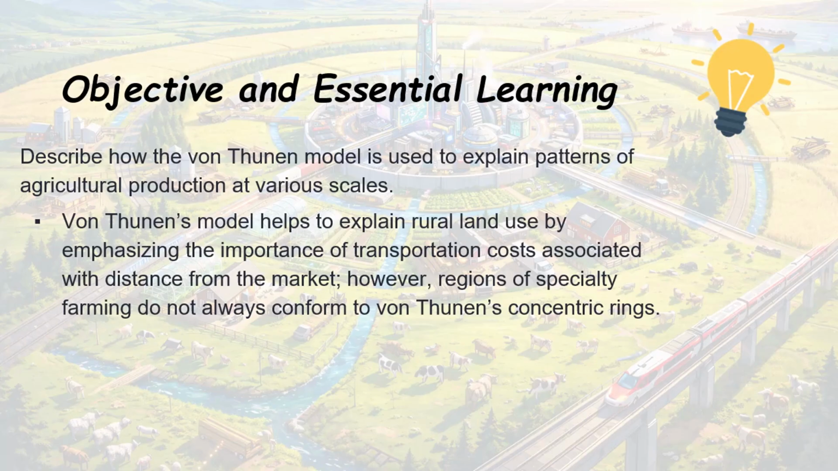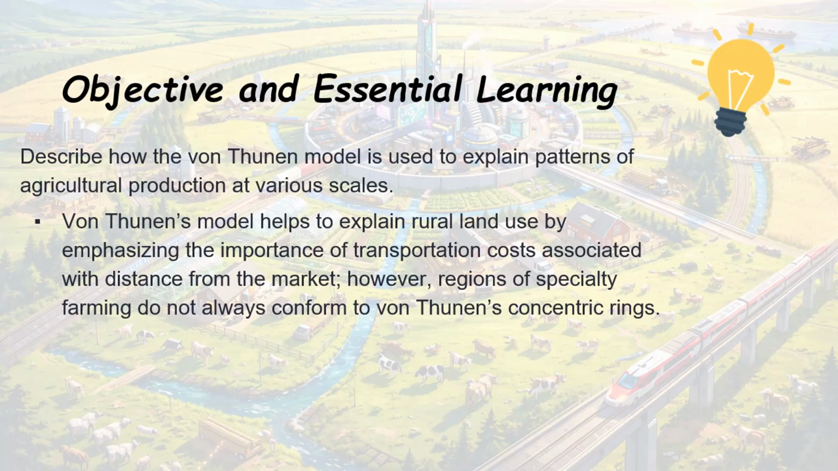Because Von Thunen's whole thing is that distance from the market equals transportation costs, and transportation costs can absolutely ruin your profits if you're hauling heavy, perishable stuff for miles. So the model helps explain rural land use by emphasizing transportation costs tied to distance. But, plot twist, real life doesn't always obey perfect concentric rings. Specialty farming regions can break the pattern because the world has climate, soil, technology, and trade doing side quests.